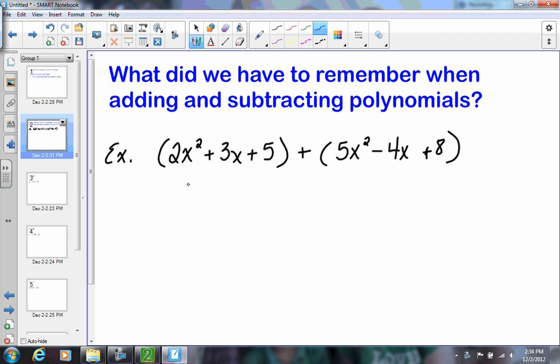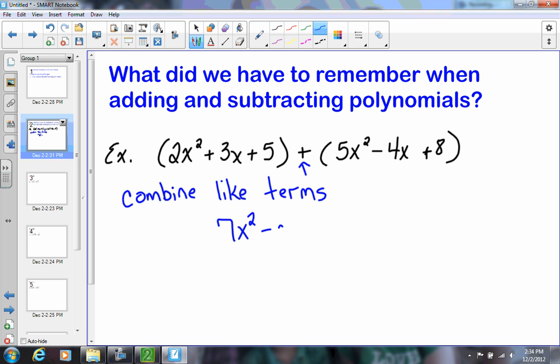And remember that we had to combine like terms. So the x squared could only be combined with the other x squared, the 3x with the minus 4x, and the plus 5 with the plus 8. And then you paid attention to the fact that it was plus in the middle. So we had 2x squared plus 5x squared is 7x squared. 3x minus 4x is a negative 1x. And 5 plus 8 is 13.